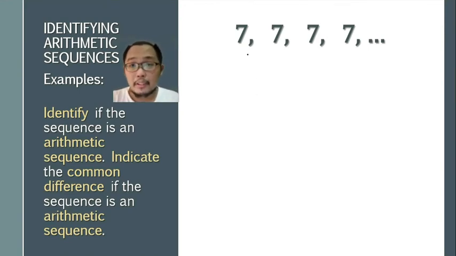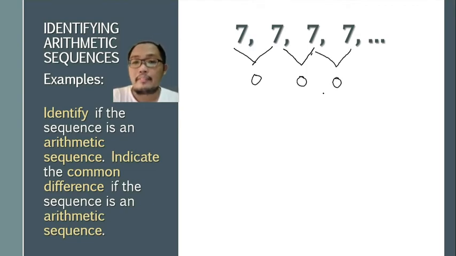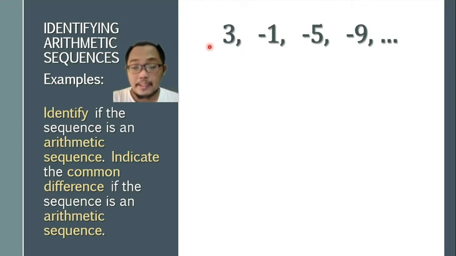Here we need to check whether there is a common difference between the pairs of consecutive terms. Having our 7 minus 7, which gives us 0. Having this pair 7 minus 7, which gives us another 0. And for the next, we also have a difference of 0. Having this common difference of 0, we can say that this is an example of an arithmetic sequence. So let us have another one.